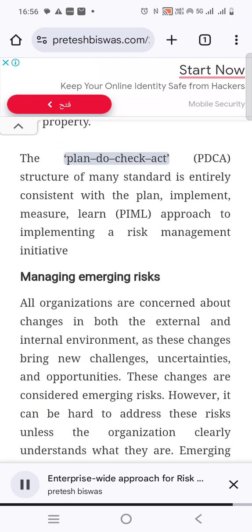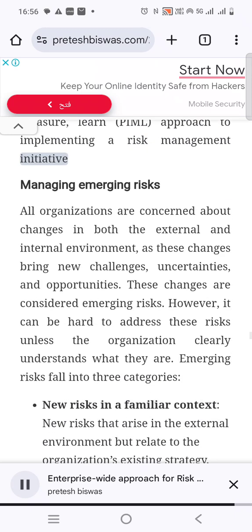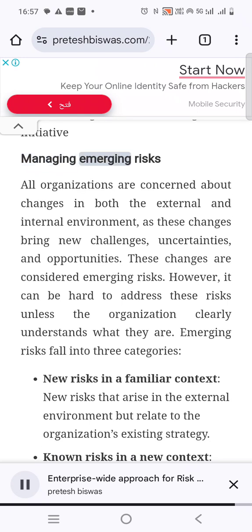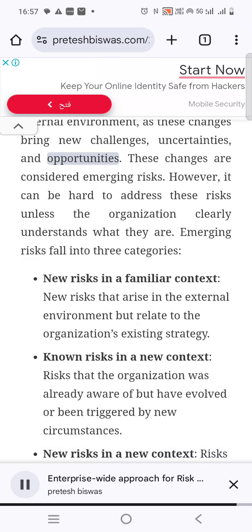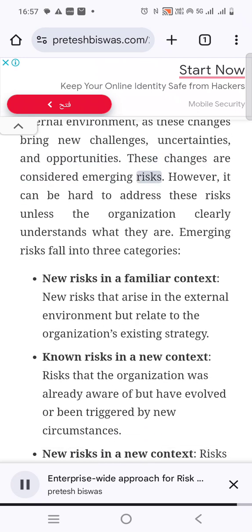The Plan Do Check Act (PDCA) structure of many standards is entirely consistent with the plan, implement, measure, learn (PIML) approach to implementing a risk management initiative. Managing emerging risks. All organizations are concerned about changes in both the external and internal environment, as these changes bring new challenges, uncertainties, and opportunities. These changes are considered emerging risks.